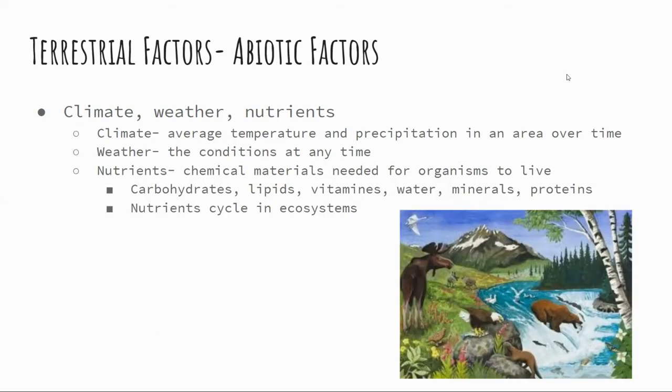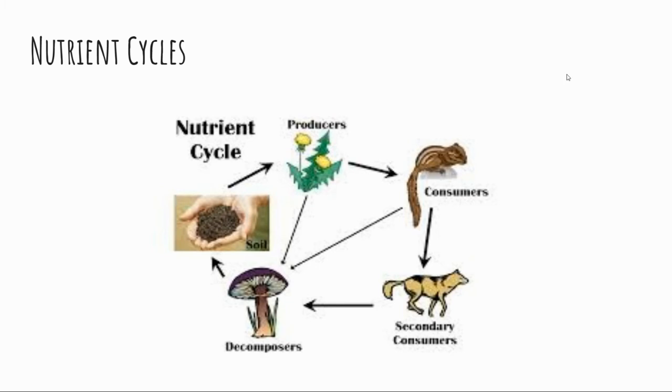So some abiotic factors in terrestrial ecosystems: weather, climate, nutrient content, and you can see all of those vocab terms there. Nutrients are the ones that are kind of overlooked. These are chemical materials that are needed for organisms to live, like carbohydrates, vitamins, minerals, etc. And there are a lot of nutrient cycles in ecosystems. They all typically follow the same pattern with slight variations between these. And as we go through these nutrient cycles real quick, I do suggest you pausing the video, drawing the nutrient cycle in your notes, and labeling it.